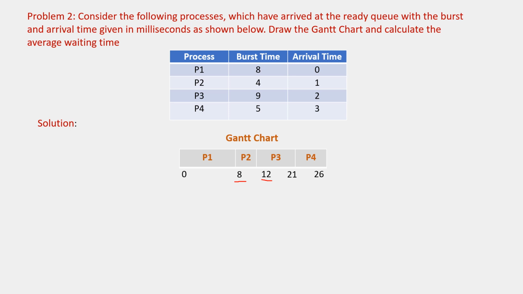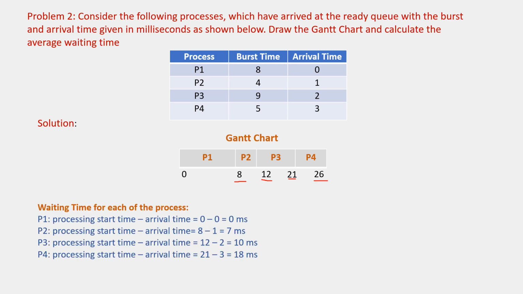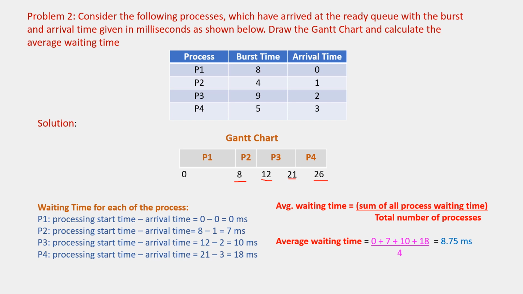Next P3 requires a CPU burst of 9. So it started at 12. So it will finish at 21 milliseconds. And next process that will be executed by CPU is P4 since it started at 21 and it requires a CPU burst of 5. So it will finish at 26. Let's calculate the waiting time for each of them and then calculate the average waiting time as a sum divided by the total number of processes. It is coming up to 8.75.